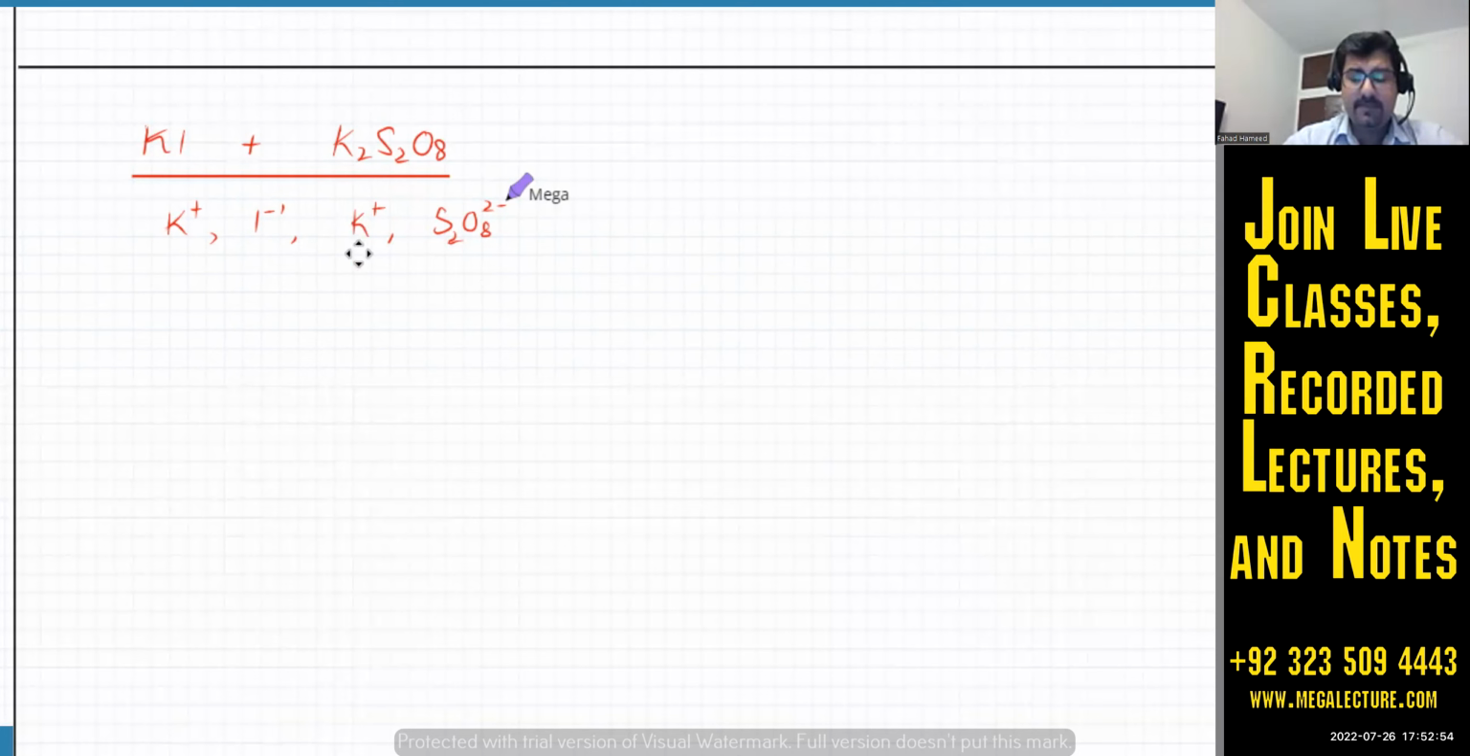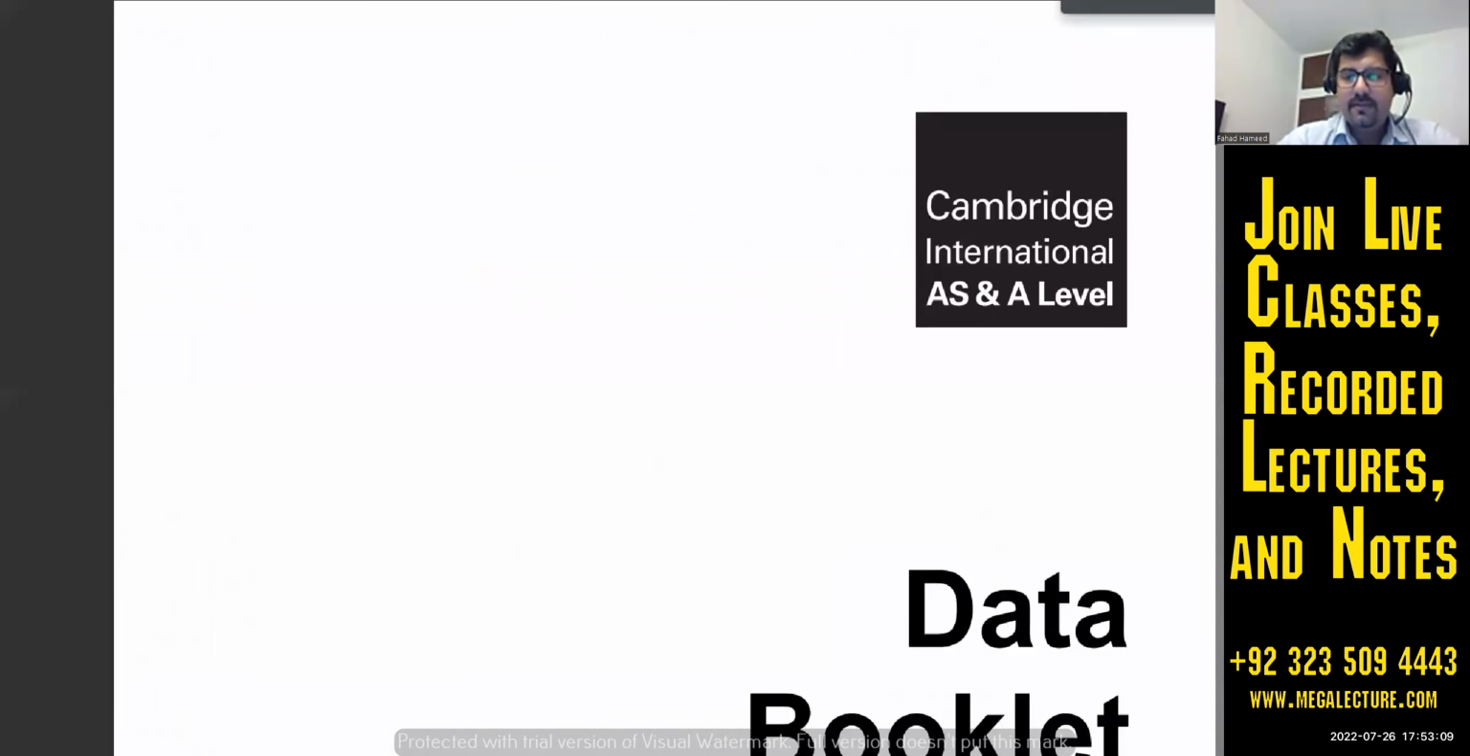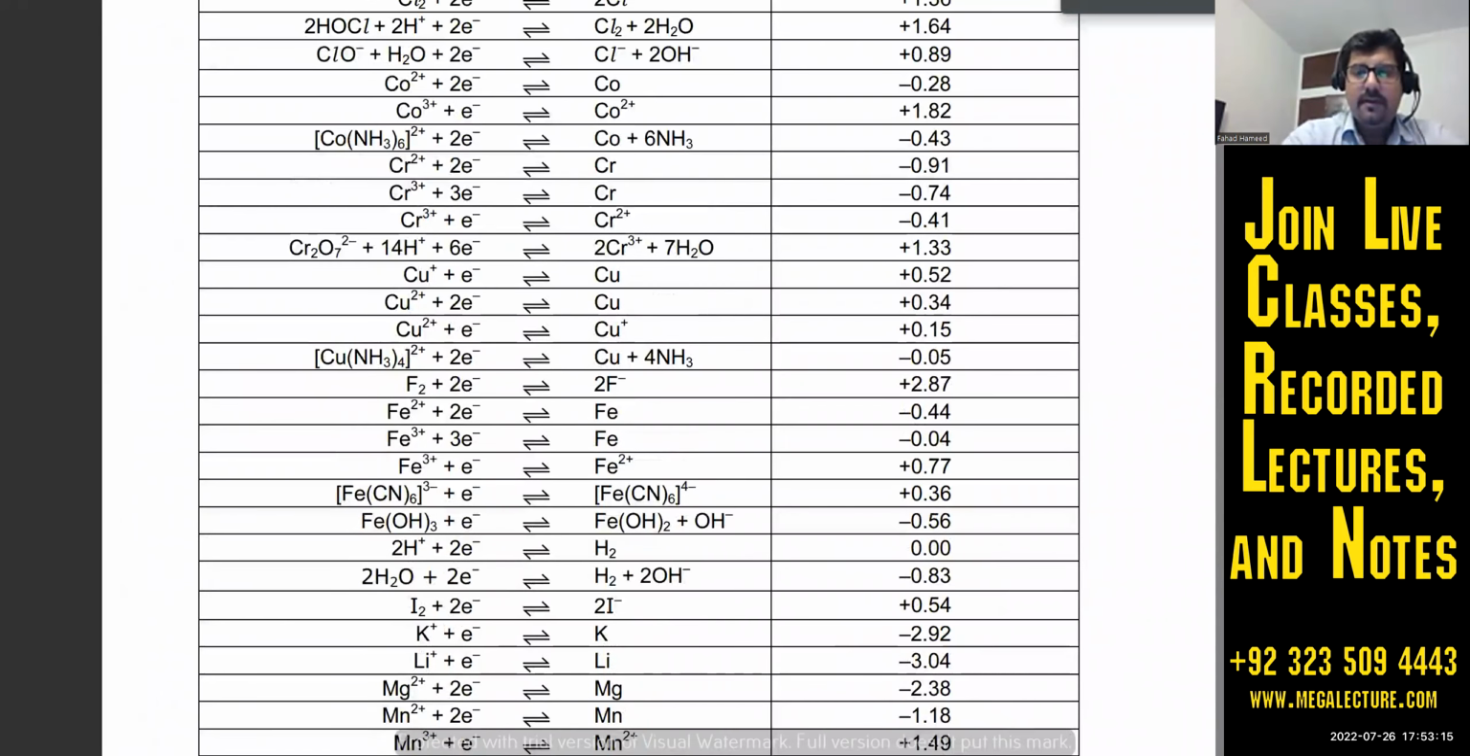my reactants. K+1, but K+1 को I just write it one time. Remove one of the K+1s, right? And I'm going to try and figure out all the equations. K+1, I-1, S2O8 2-. So if I open the data booklet, which is here, अच्छा इसमें, so let's start with the K सामने होगा, K+1, right? So remember we found K+1, ठीक है, that's over here. और कौन था, I-1 is over here.